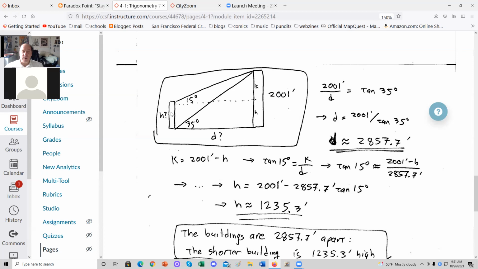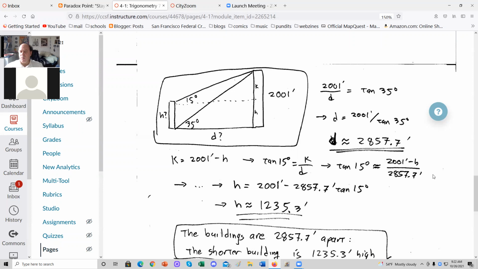we'll find h. Well, if this is height h, then so is this. Just slide across a rectangle. This distance here is k, which will be 2,001 feet minus h, h being what we need. And k over d will be tangent of this 15 degrees. So tangent 15 degrees is 2,001 feet minus h over 2857.7.